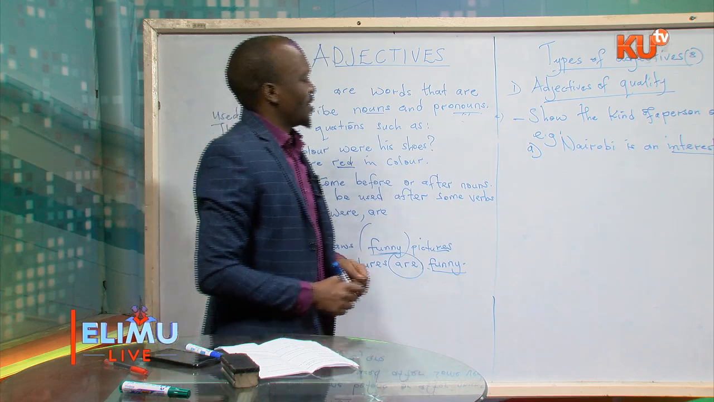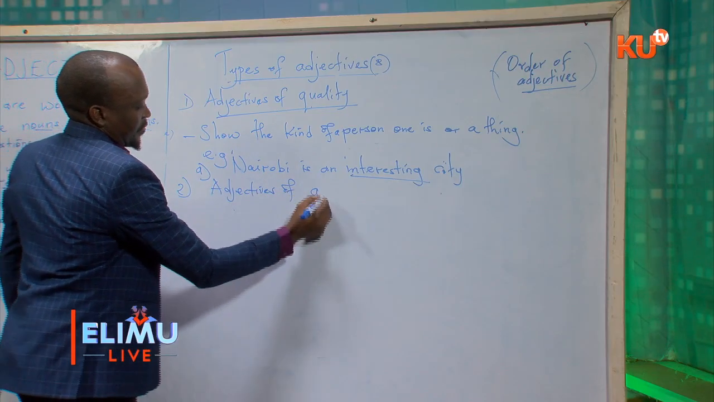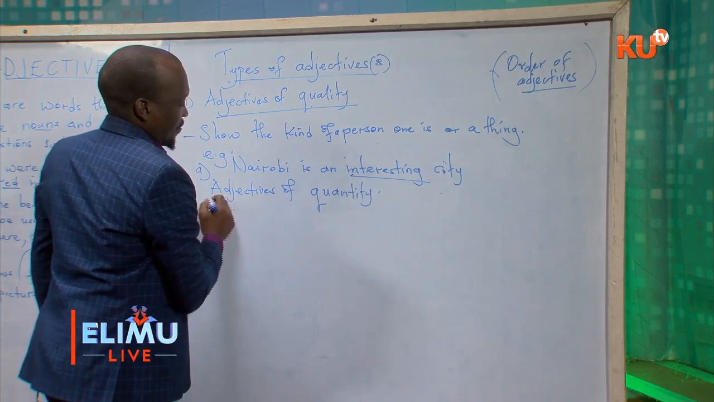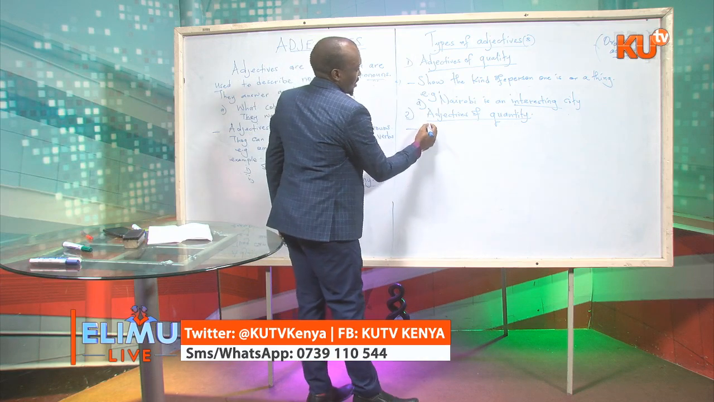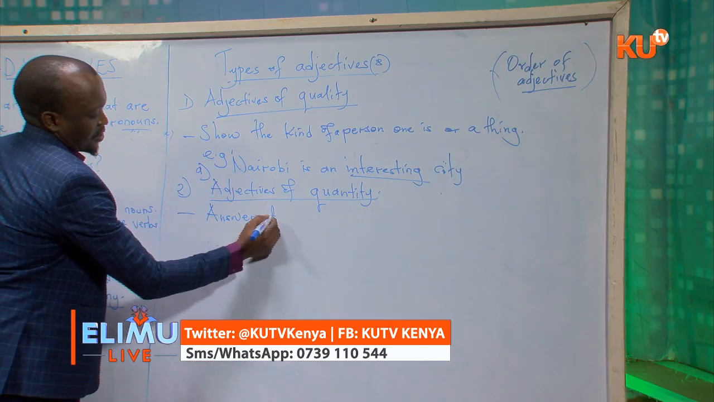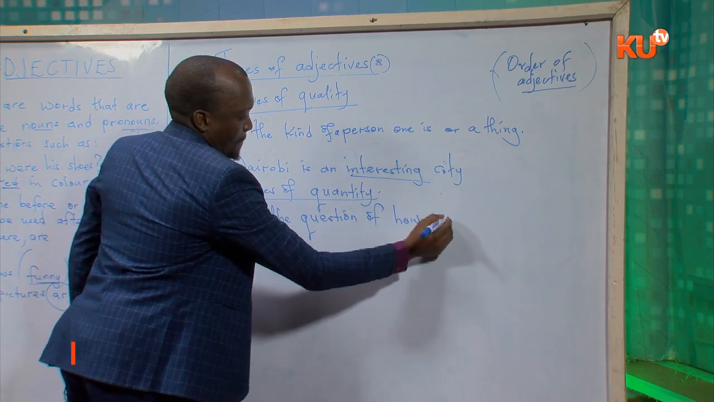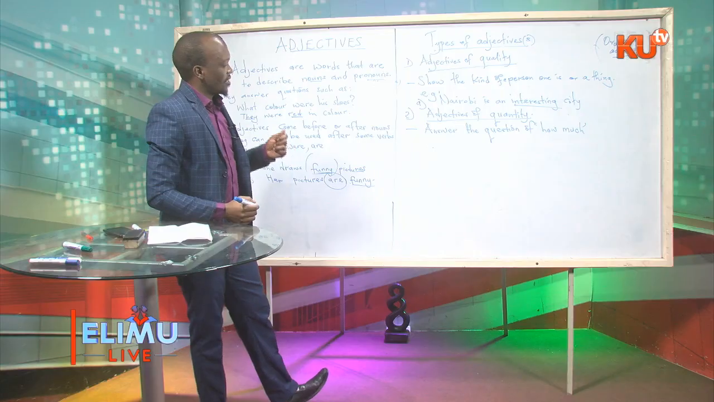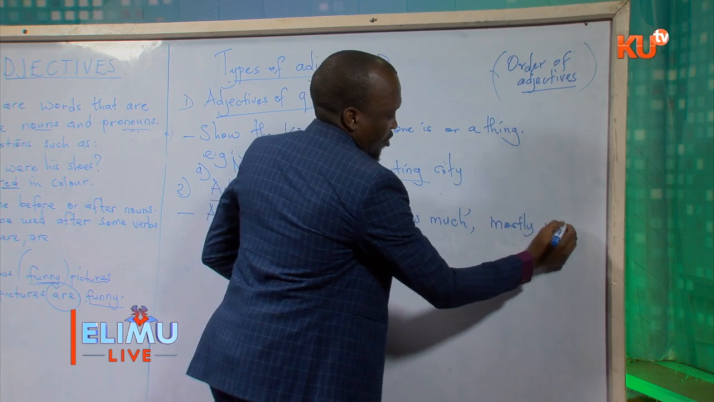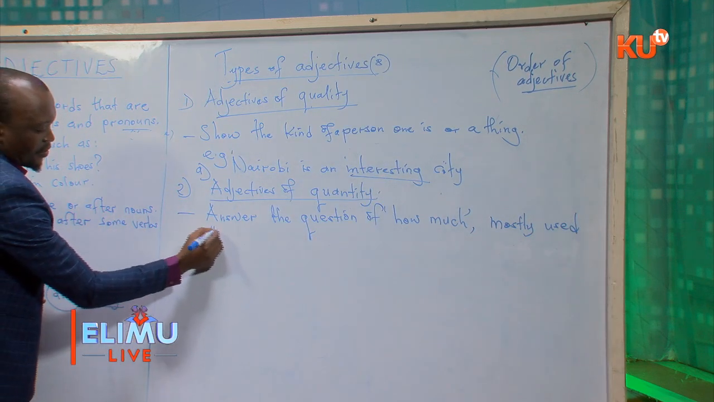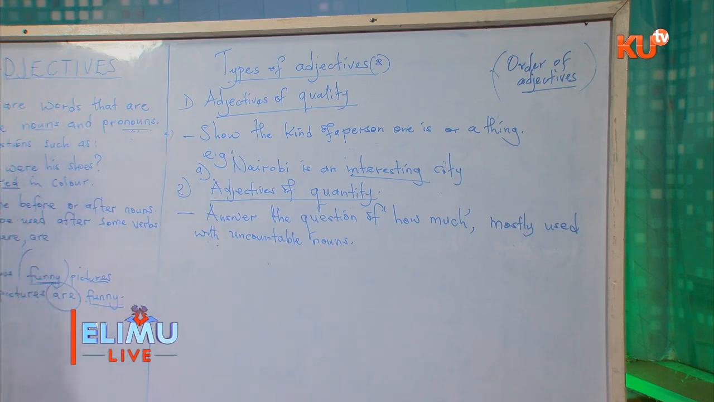of adjectives. The next kind of adjectives that I'll talk about is adjectives of quantity. From the word quantity, you realize that it's about numbers. So I'll say this one answers the question of how much. Adjectives of quantity are used to answer the question of how much. They are mostly used with uncountable nouns. I'll give an example.